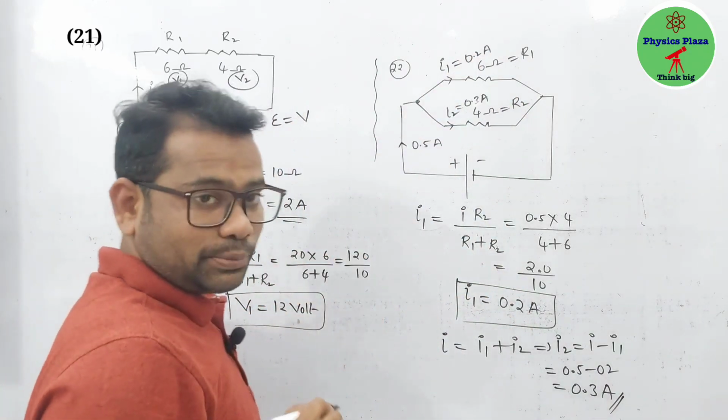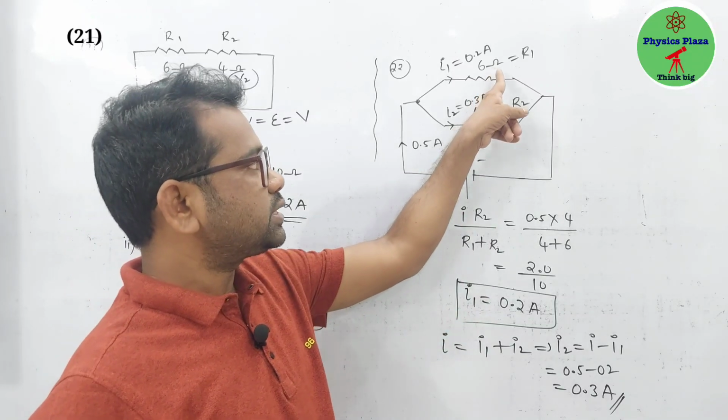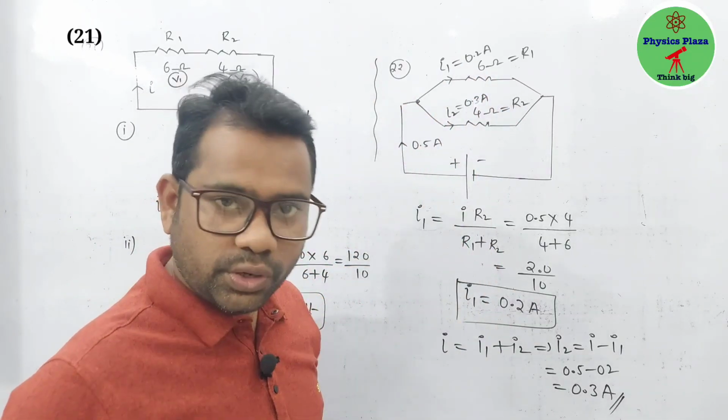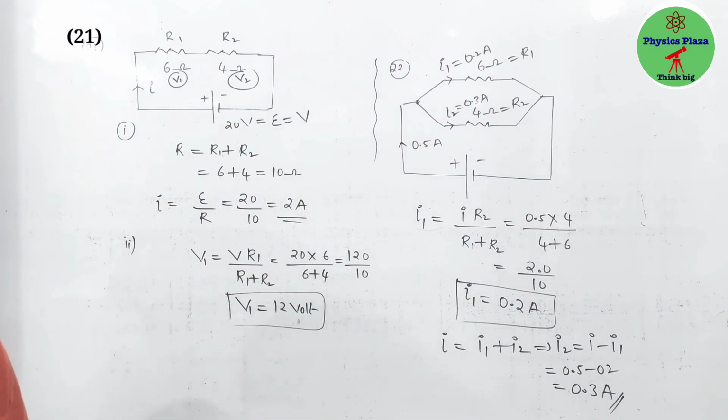And this we also can expect, children: the more the resistance, the less the current. The less the resistance, the more the current. Okay, children, just copy it.